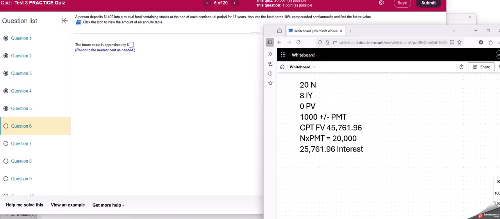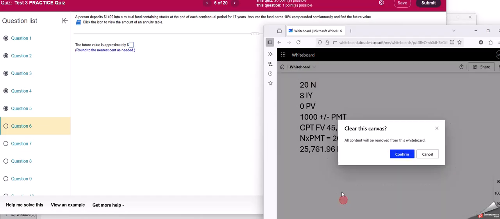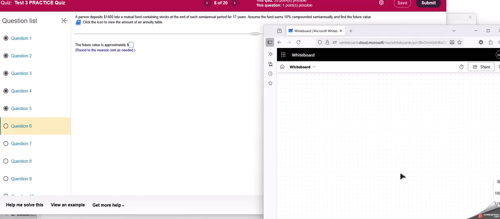Okay, then the person deposits $1,400 into a mutual fund containing stocks at the end of each semi-annual period for 17 years. Assume the fund earns 10% compounded semi-annually. Find the future value. So again, they're depositing that at the end of each semi-annual period, so that tells us that that is their payment. So 17 years times 2 for semi-annual gives us 34 as our N. 10 divided by 2, since it's semi-annual, gives us 5 as the IY.